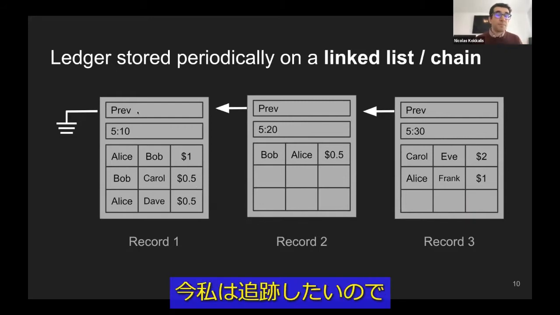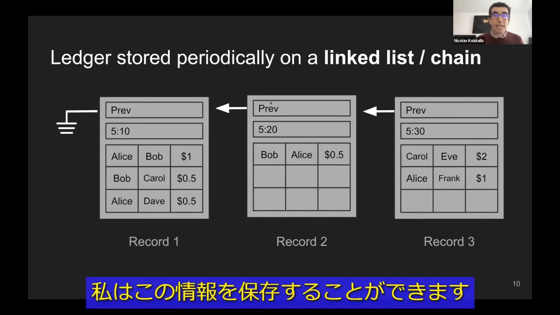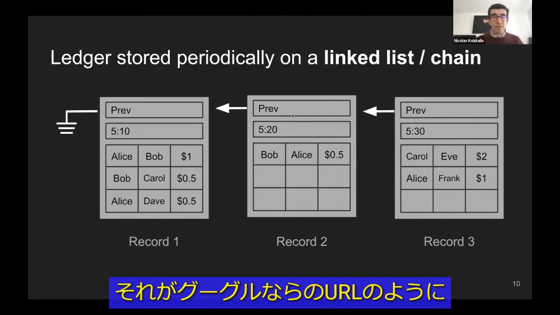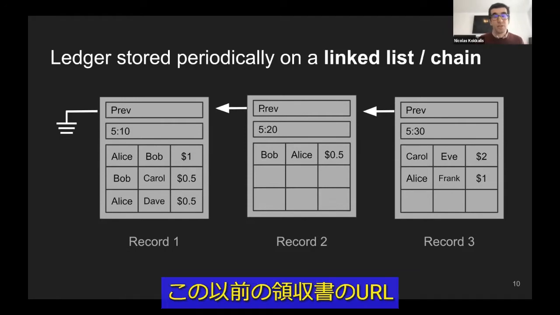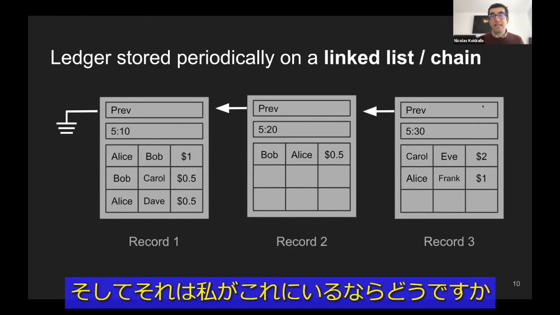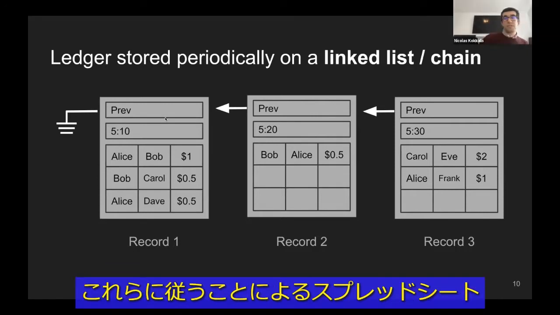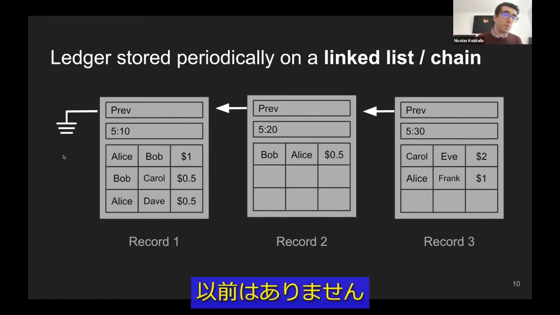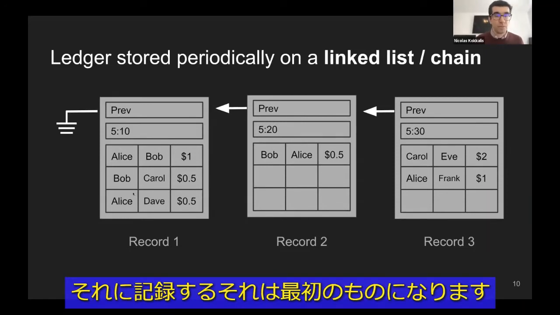Now, because I want to keep track of the order of the spreadsheets, I can store information that gives me a link, like a URL if it's a Google spreadsheet, to the previous spreadsheet. So I store the URL of the previous spreadsheet, and that's how, if I'm on this spreadsheet, I can find all the previous spreadsheets by following these pointers. And obviously there will be a Genesis record that will have no previous record. It will be the first one.